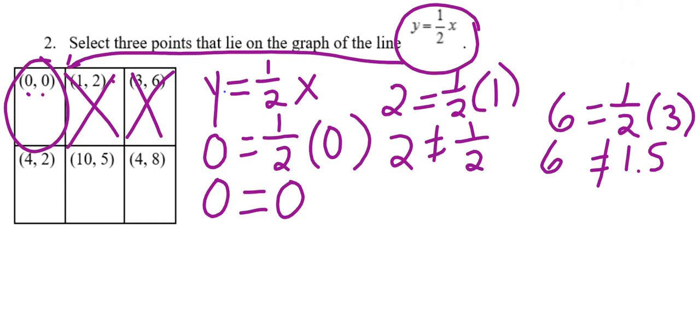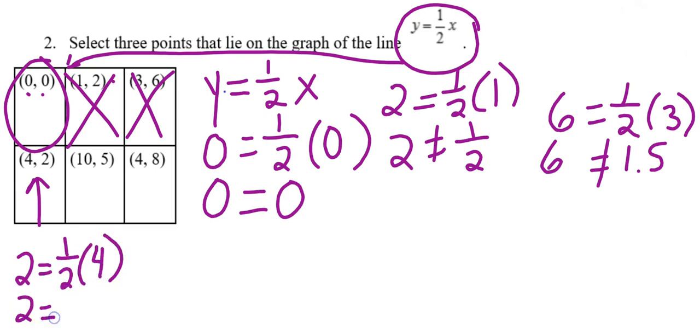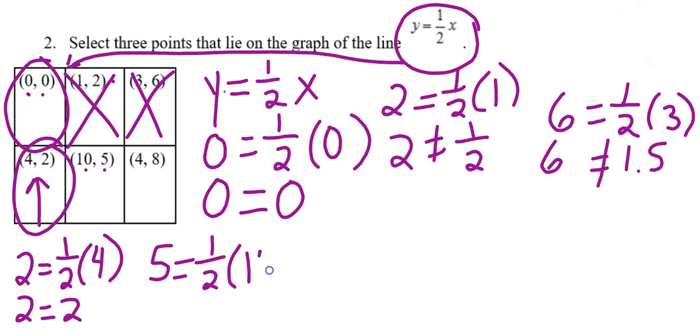It brings us to our next problem, 4 and 2. So y is 2 and x is 4. So let's see if 2 is half of 4. 2 is equal to half of 4, which is 2. So this one would work. This next one, 10 and 5, same thing. Y, 5, is 5 equal to half of 10? And 5 is equal to 5, right? Half of 10 is 5. So this one is correct.